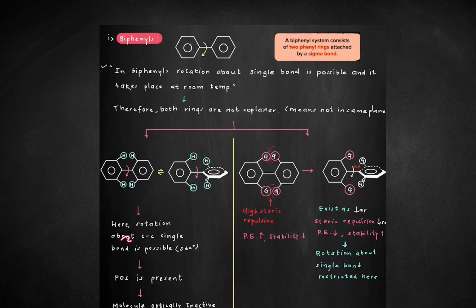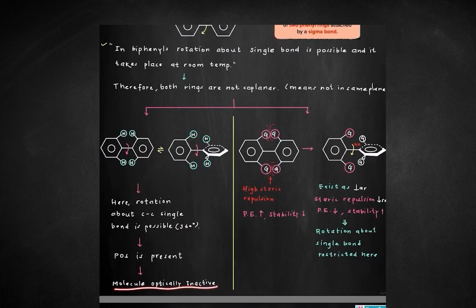Okay, so here rotation about the carbon-carbon single bond is possible. And if POS is present, the molecule is optically inactive. Clear? But in this case, if you have a bulky group at this position, then there will be high steric hindrance. Because of high steric repulsion, the potential energy of the system increases, stability decreases, and when this bond rotates, you will get this system.